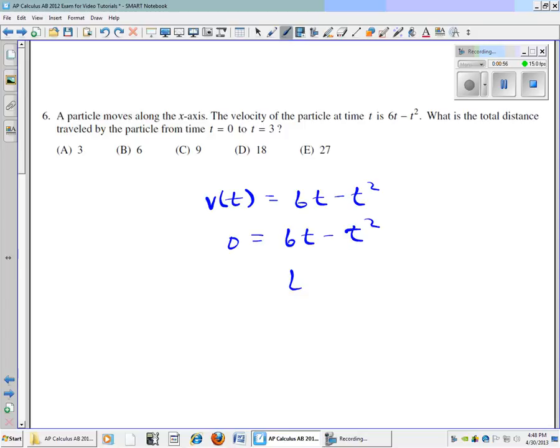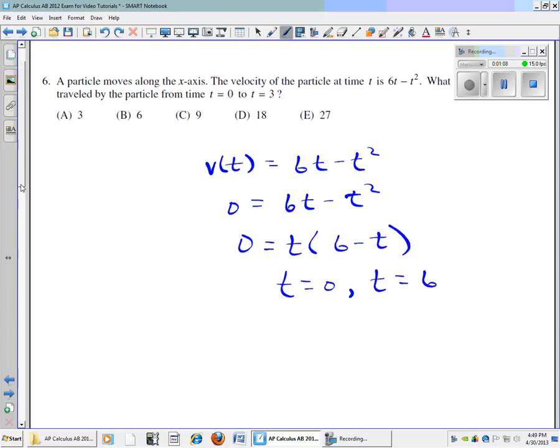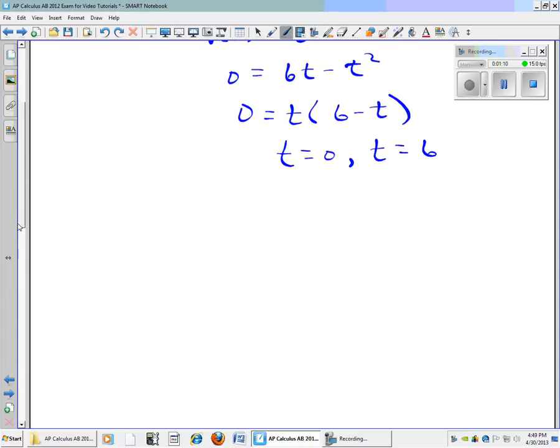So we can look at that velocity: 6t minus t squared. Let's factor out a value of t, and we get 6 minus t times t equals 0, which means at the time t equals 0 and at the time t equals 6, this particle is at rest. Well, we can look at that velocity function, and at 0 and at 6, we have this parabola that's concave down.